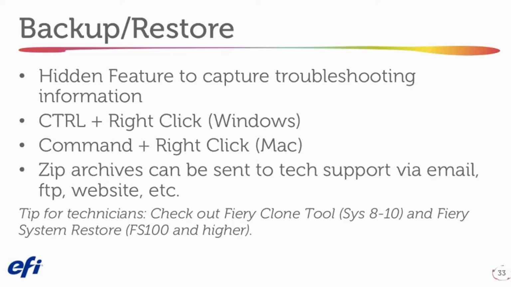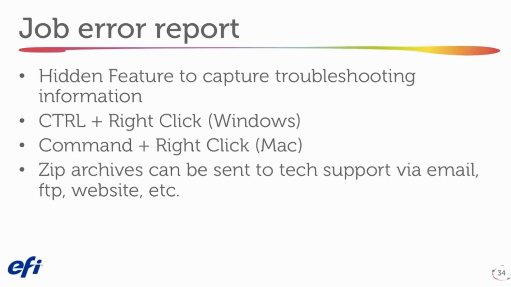Okay, and job error report. So this is a hidden feature that we've developed to capture troubleshooting information. So it's available under an Easter egg control. That's control and right-click on Windows or command and right-click on Mac, right? And it brings up a new menu.